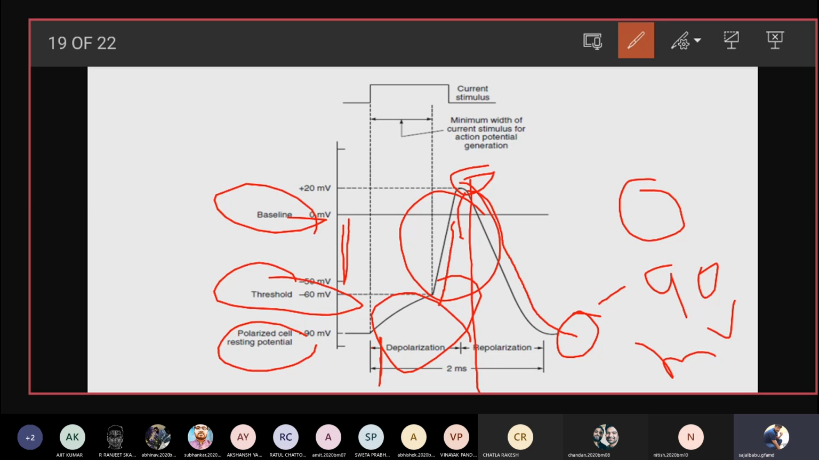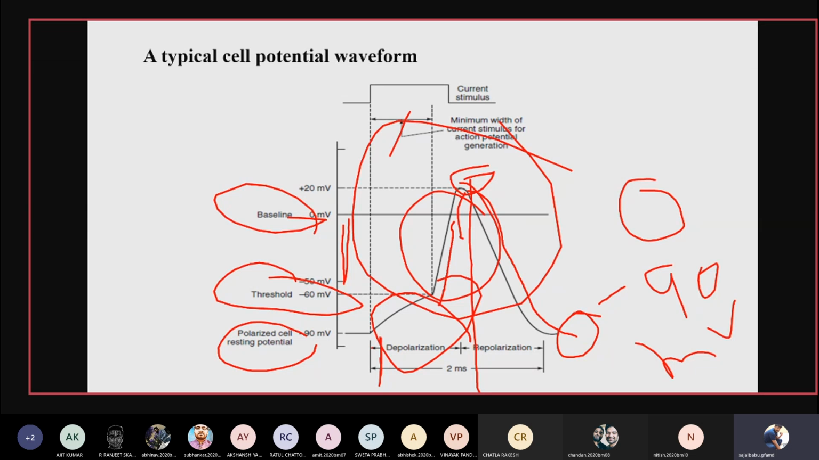So this is your typical cell potential waveform. Have you understood this? What happens with the cell? Understood?